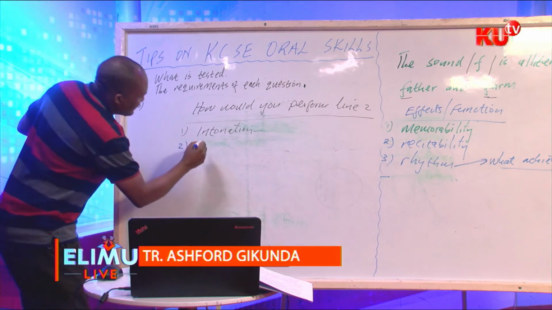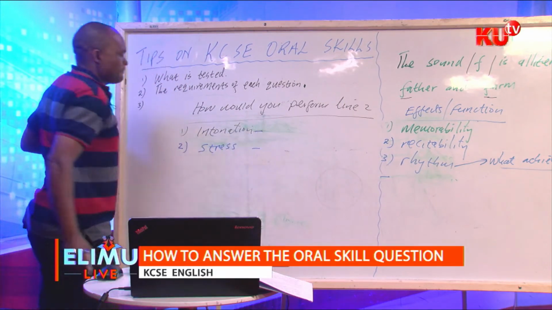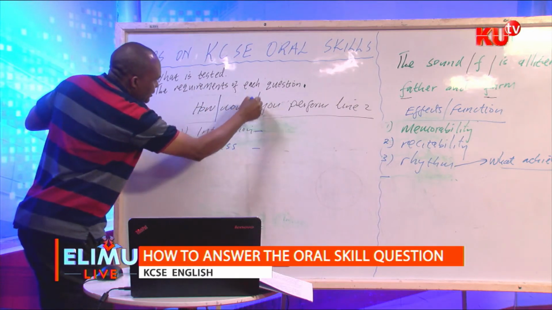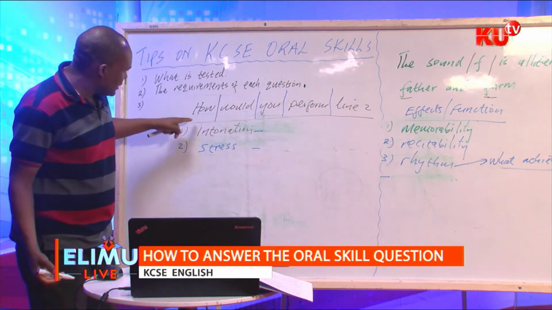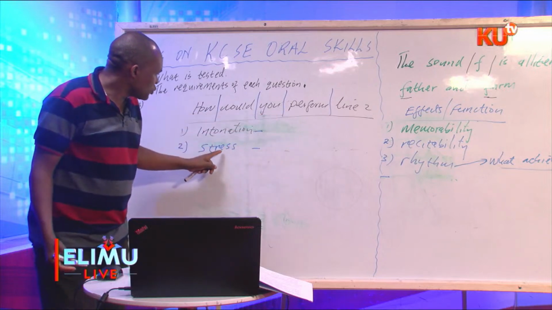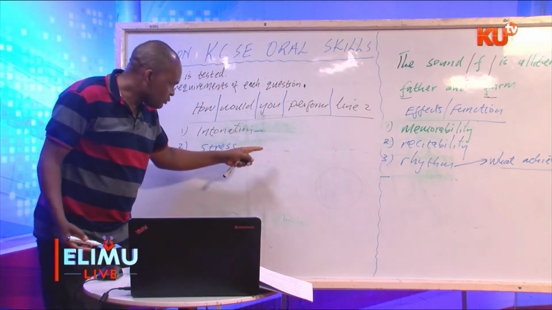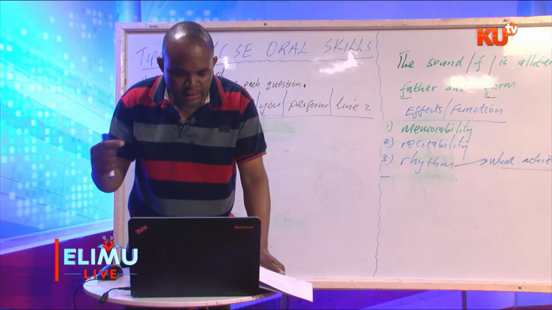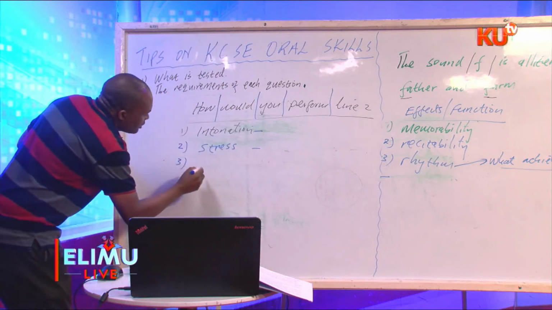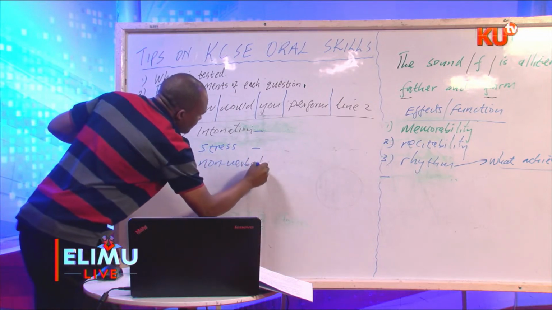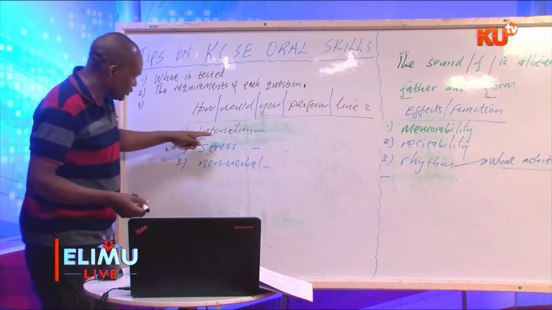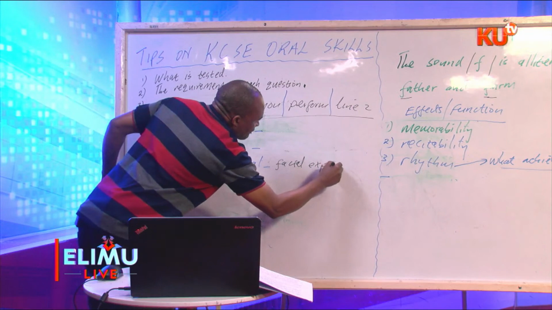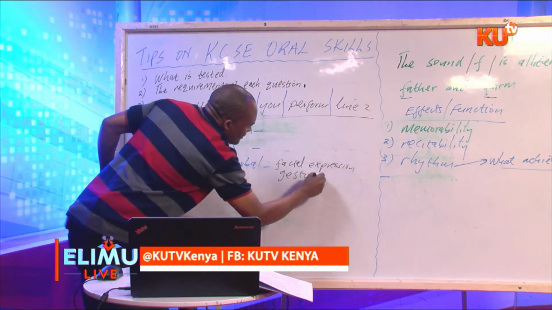The other approach is stress. Stress in a line happens on content ones. So whatever line you are given, you split and get all the content ones. And then you say, I would stress this one, this one, this one. Why? They are content ones. Content ones help in conveying the meaning, and that is why we stress them. The last approach is what we call non-verbal. Non-verbal means you are not using intonation, you are not using stress, you are using facial expressions, gestures, and the other forms of non-verbals.